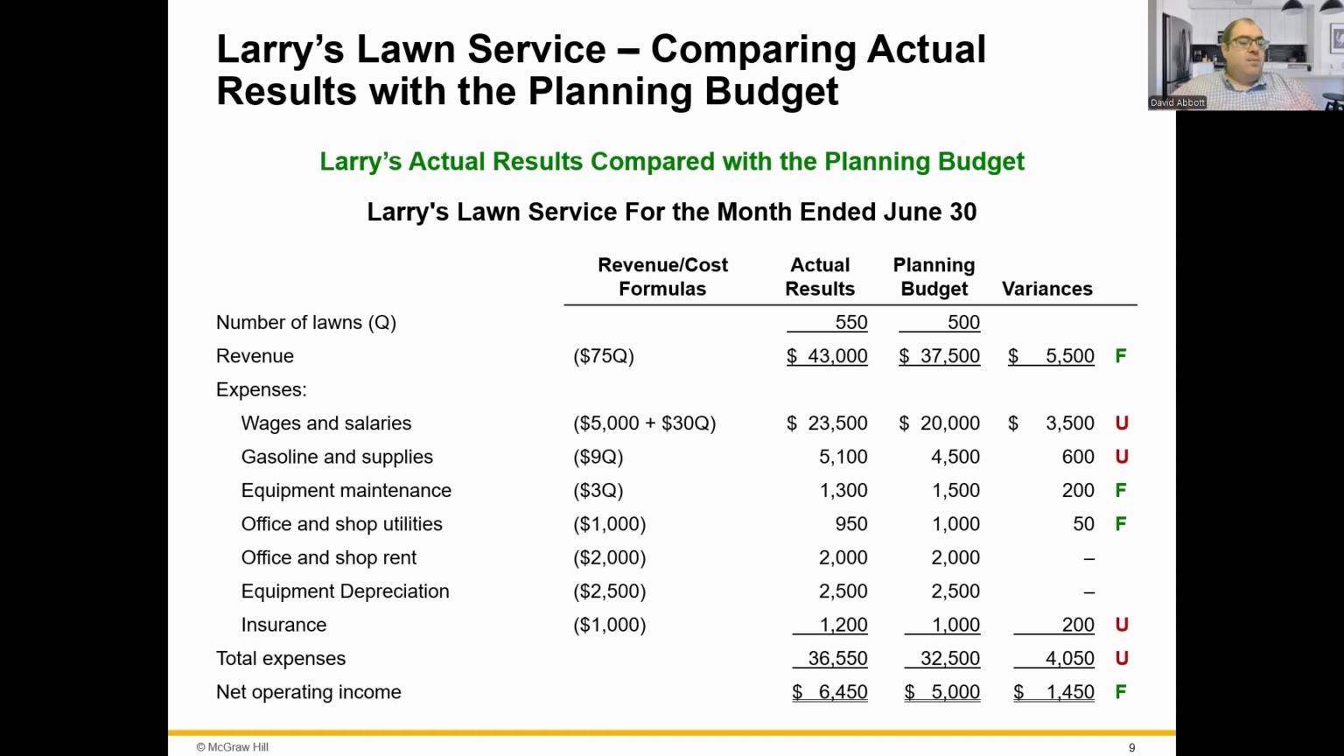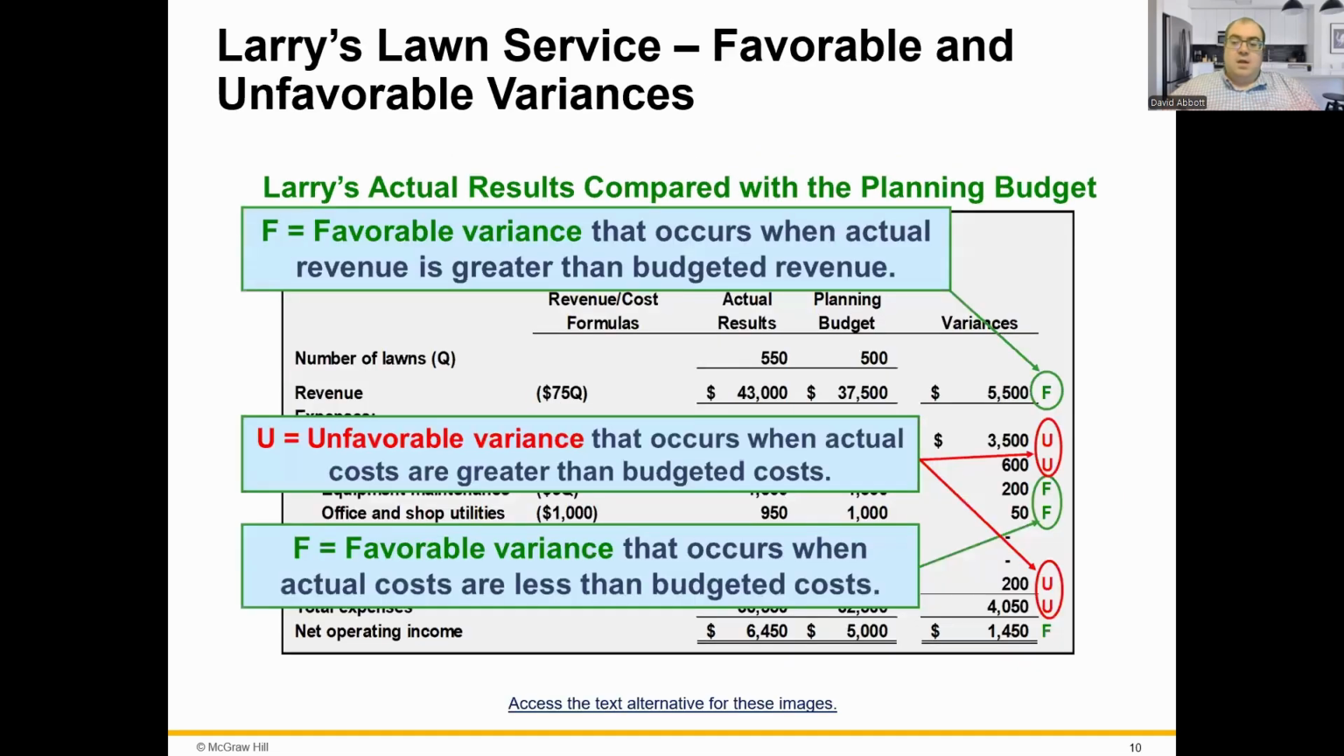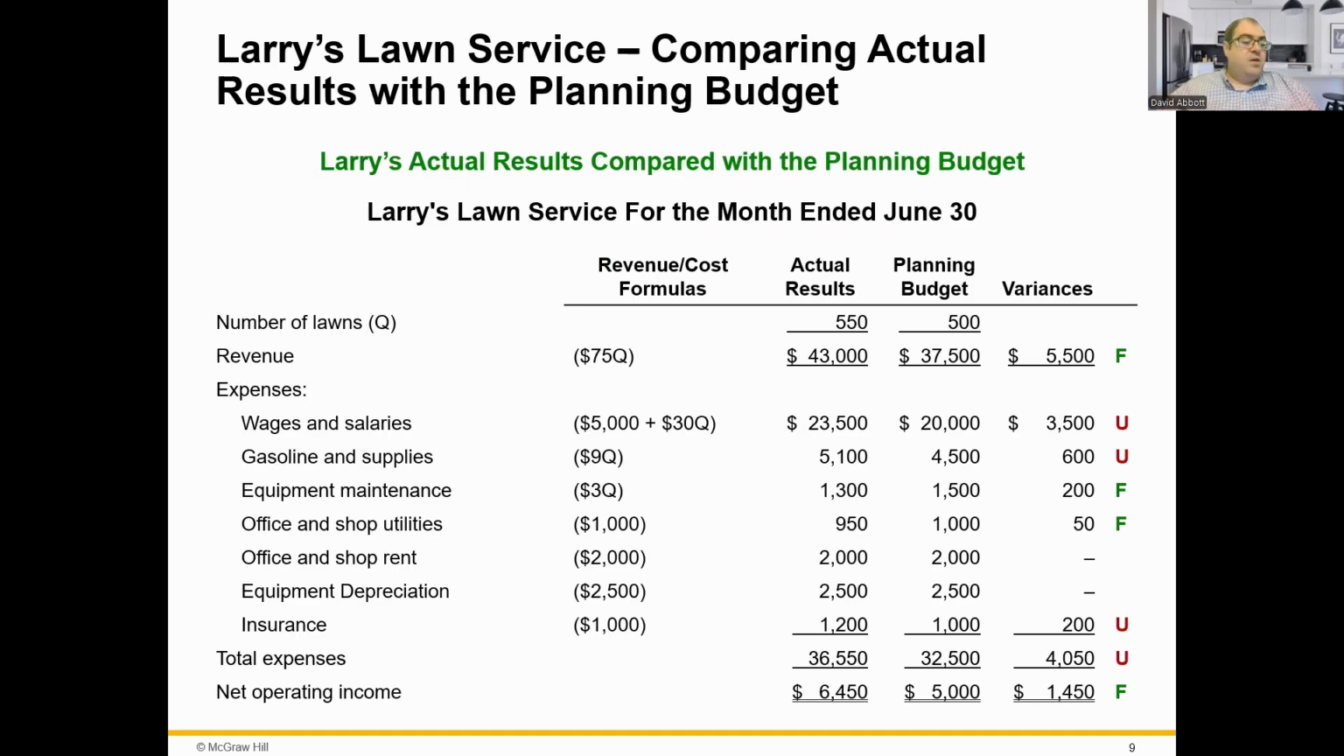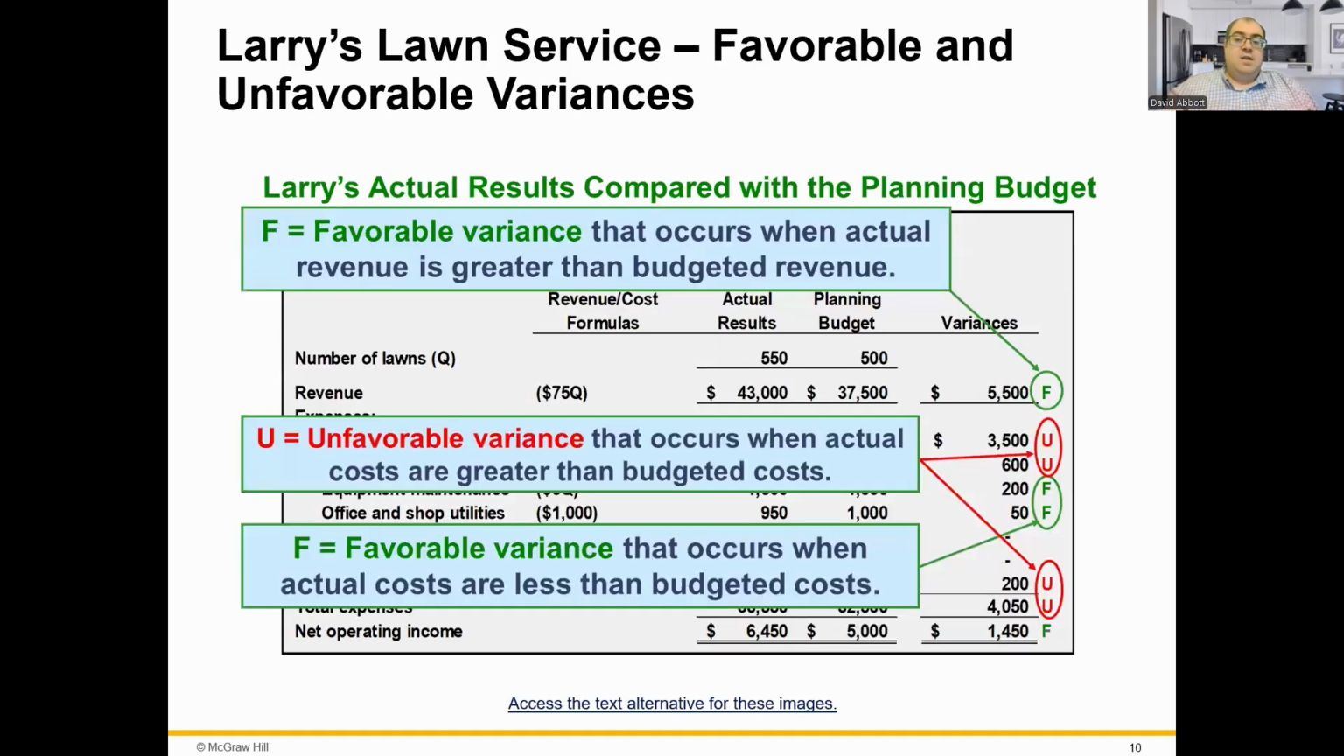The actual results column and the planned budget column have apples and oranges icons to emphasize that the amounts in both columns are for different levels of activity, 500 versus 550. Actually, I don't see that here, but just realize that what he was planning for was one level of activity, but what he actually experienced was another level of activity. So keep that in mind as we look at this.